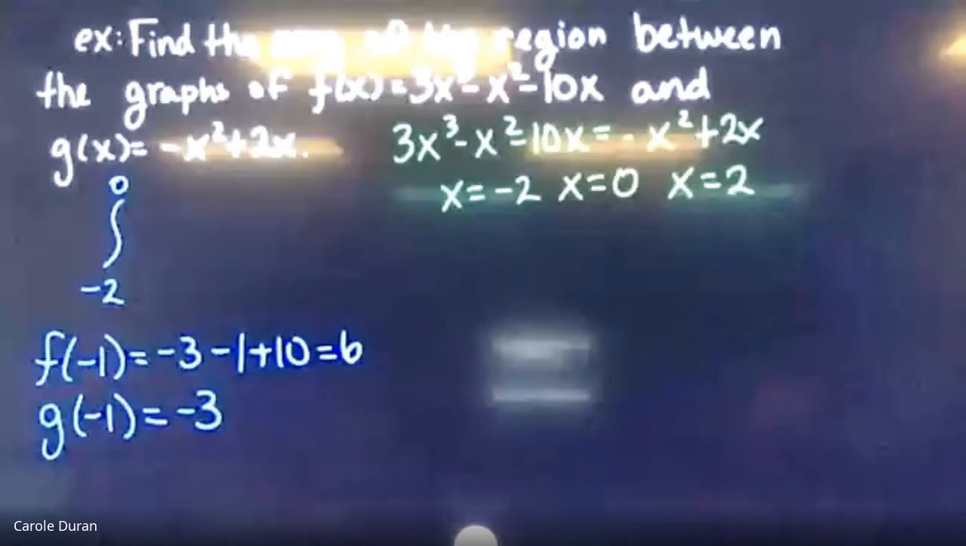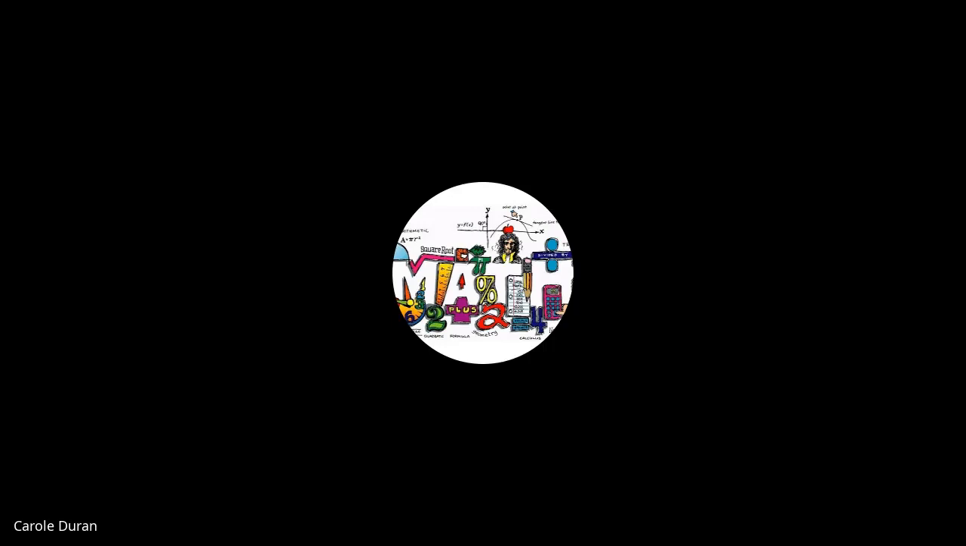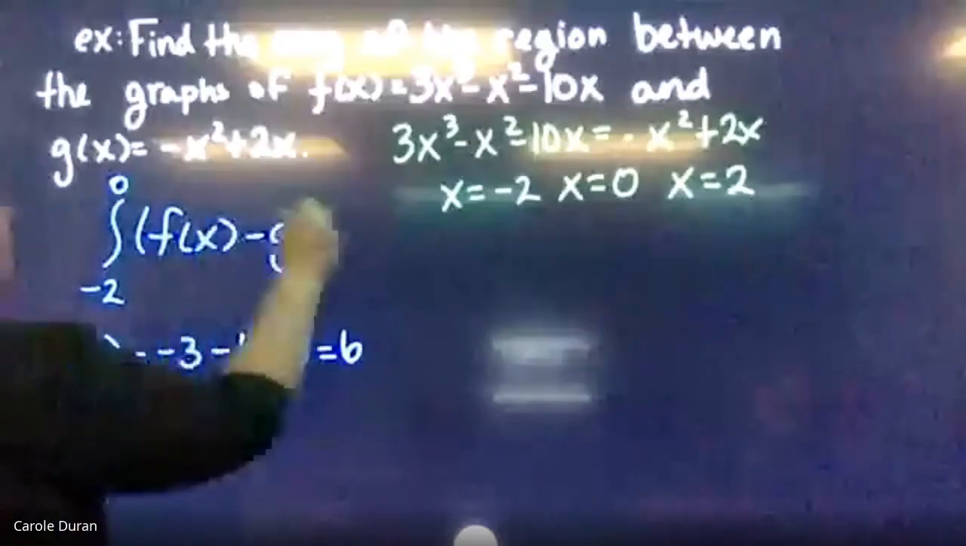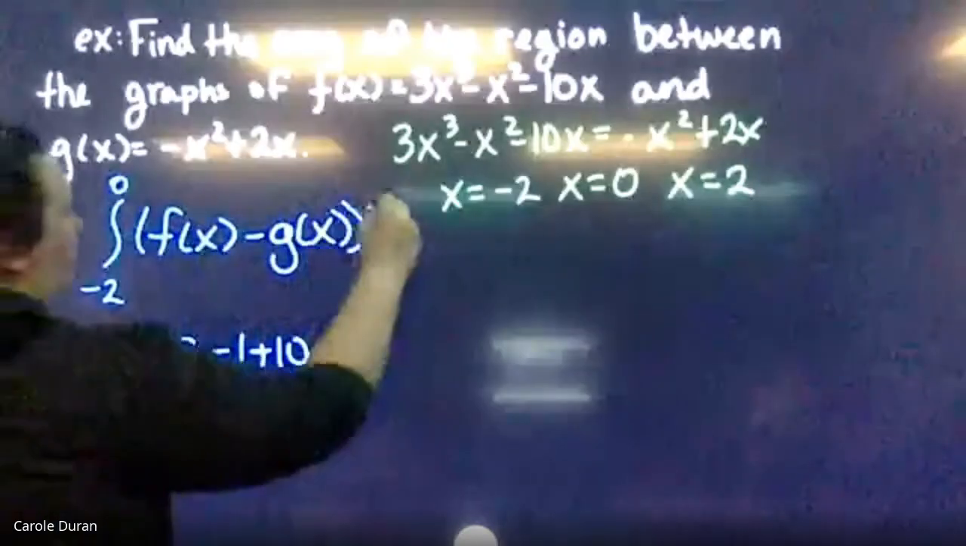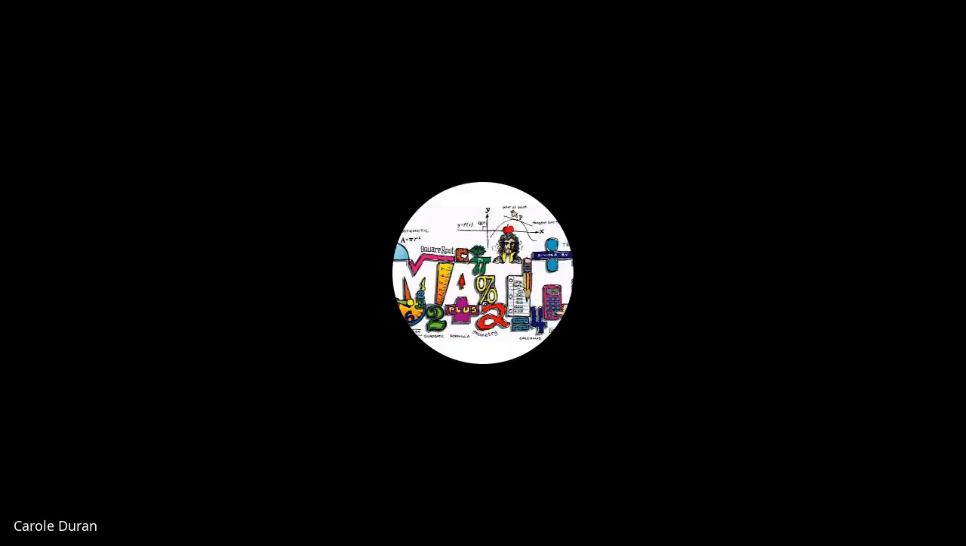F, I got 6. Not basically right, but we'll fix that later. So my first integral is going to be F minus G. Right, that's what I was testing to see which one was bigger. But this wasn't a 1 integral problem, this was a 2 integral problem. So now I'm going to add to this the integral from 0 to 2.